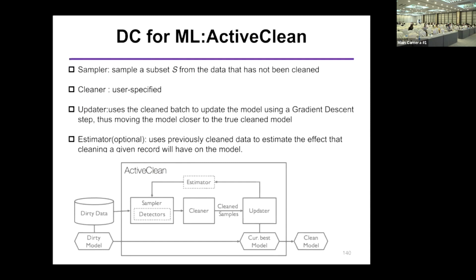Then the selected records will be checked and repaired by the cleaner, which can be conducted by humans. Next, the updater updates the gradient of the entire dataset based on the verified dirty data. And these 4 steps iterate until the budget is used up.